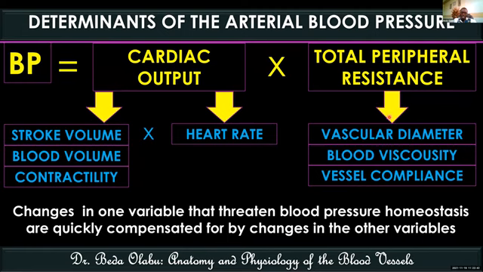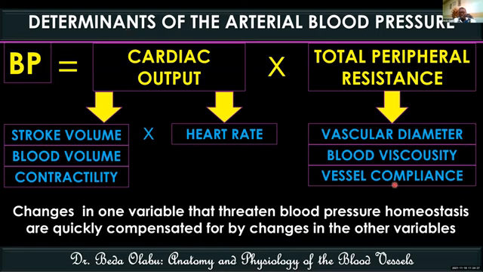Now, the changes in one variable: if you change heart rate, that will threaten to change blood pressure. If you change contractility, that will threaten to change blood pressure. However, we don't see that happening a lot. And the reason is there. Usually when you have a change in one variable, the other variables quickly compensate for that to try to make sure that the pressure is constant. Now that's the normal physiology.